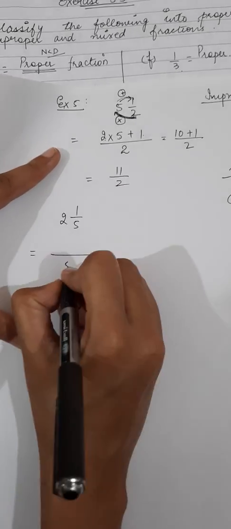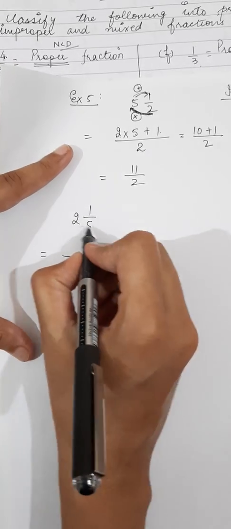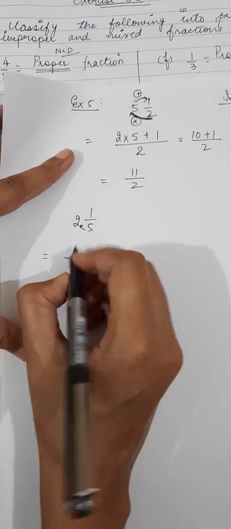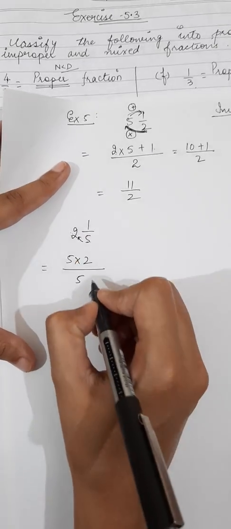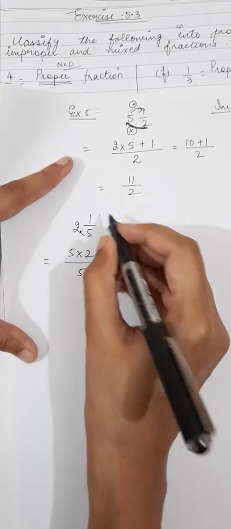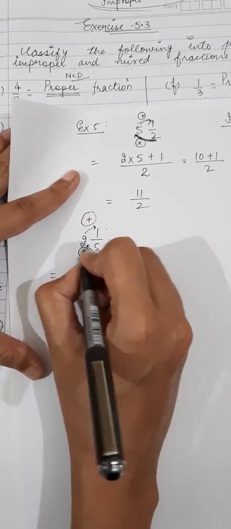Now denominator will remain as it is because here denominator is 5, so I am going to place here 5. Now I am going to multiply these two. What is 5 into 2? You have to show by writing like this. 5 2s are 10. 10 plus 1. Whatever is going to be in the numerator, you are going to add it. And these two you are going to multiply.